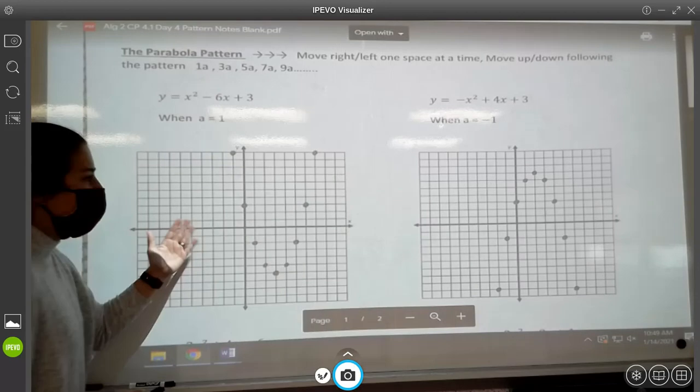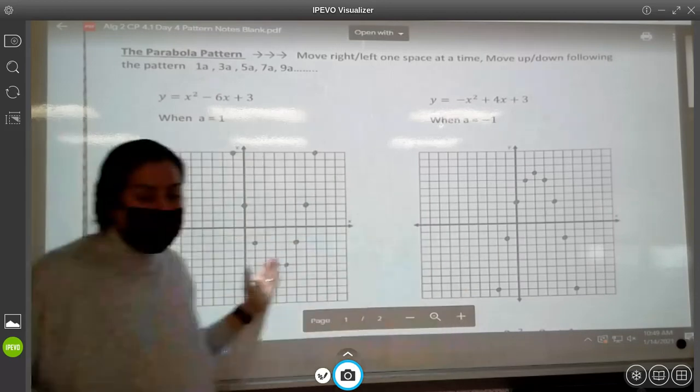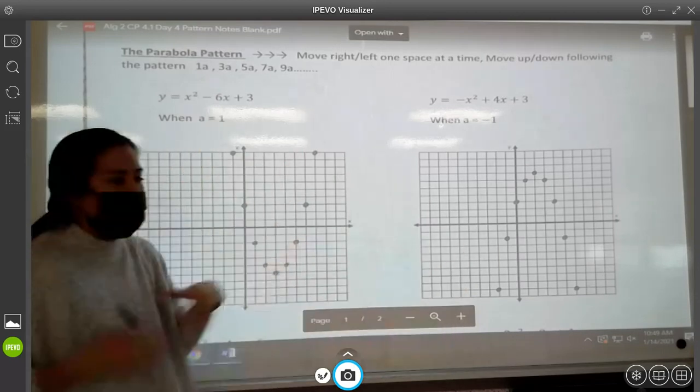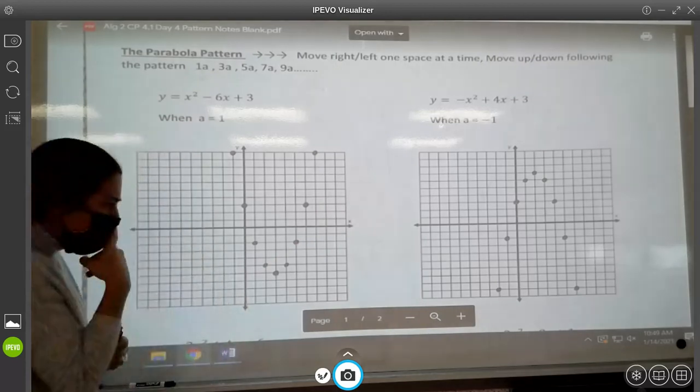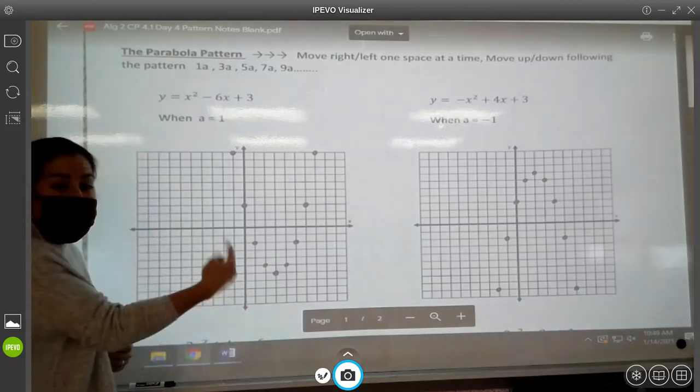So I've given you a bunch of parabolas that are already graphed. I just didn't connect the dots because I wanted you guys to see the spaces and I didn't want the lines in the way. So I'm going to show you that the pattern does work.